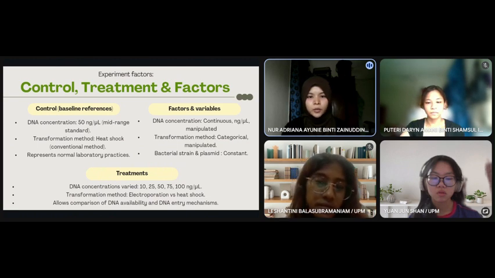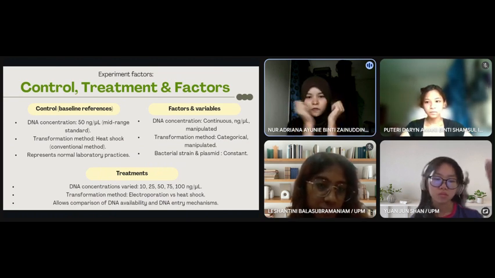The manipulated variables used in our experiments are the DNA concentration, which is a continuous variable measured in nanograms per microliter, and the transformation method, which is the categorical variable comparing heat shock and also electroporation. To ensure the experiment validity, the bacteria strain and also the plasmid used were kept constant so that any observed difference could be attributed.